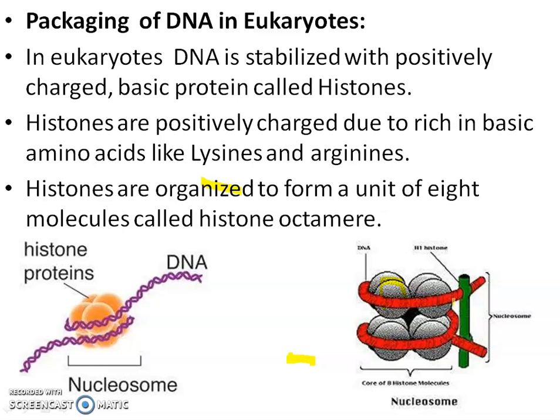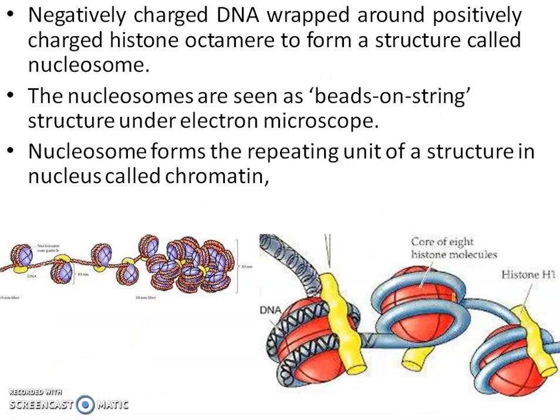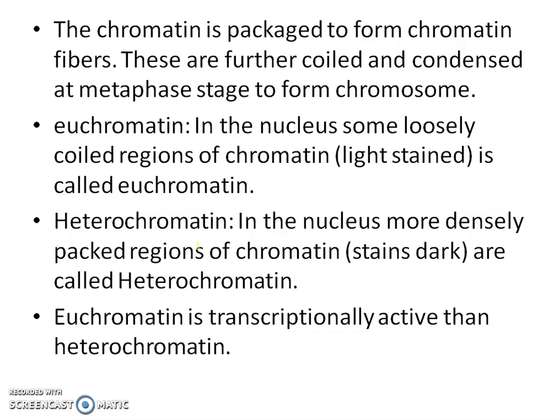So this was the structure of the nucleosome. The nucleosomes are seen as a bead on string structure under the electron microscope. You can see here these nucleosomes and this H1 protein. Nucleosomes form the repeating units of structure in the nucleus called chromatin. They wind up together, and the chromatin is packed to form the chromatin fibers. They are further coiled and condensed at metaphase stage to form the chromosomes.